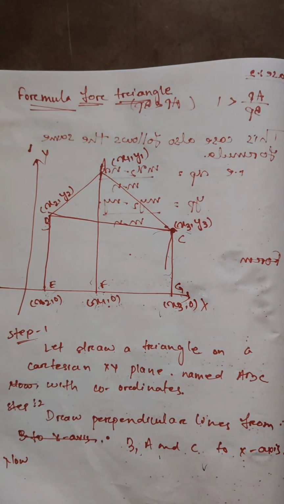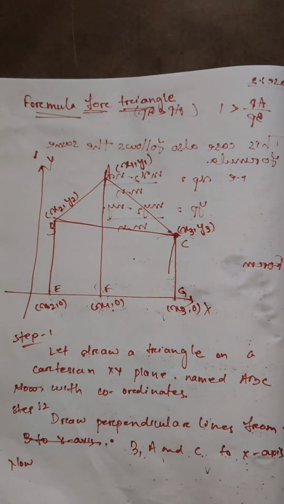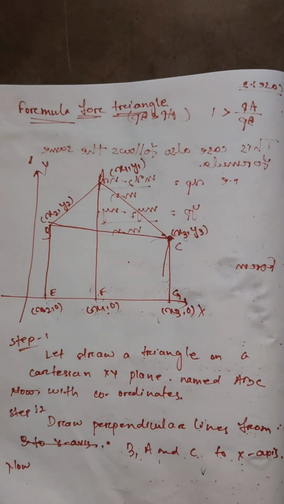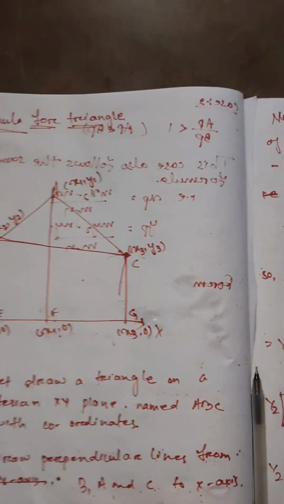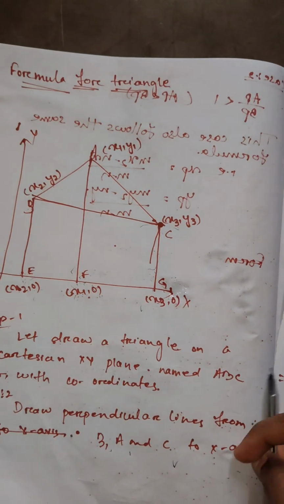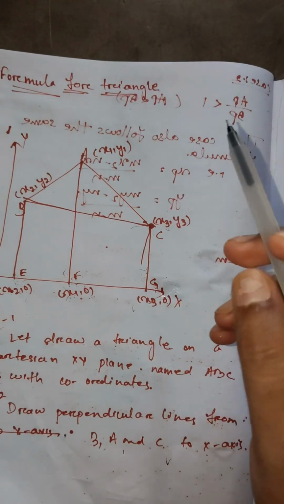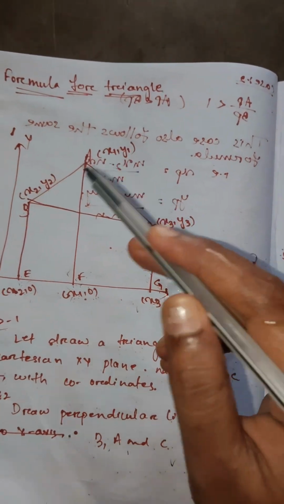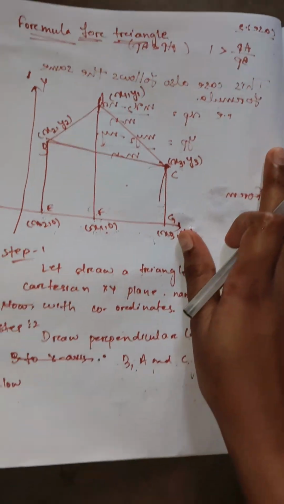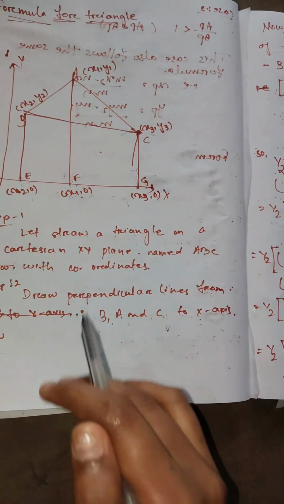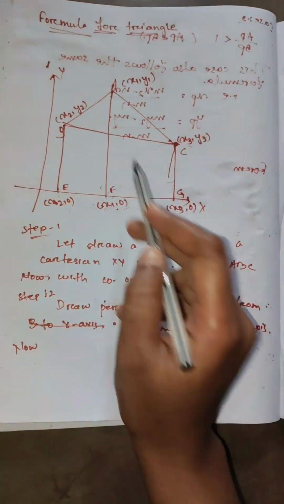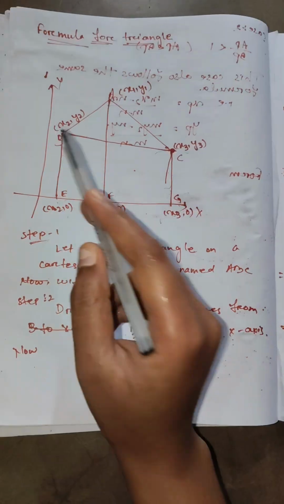In this video, I will discuss the formula for the area of a triangle using straight line coordinates. That means here we will discuss the derivation of the area of a triangle using the coordinates of the vertices. Let's see how it is possible. Let's draw. As you can see, I have drawn an xy Cartesian plane.